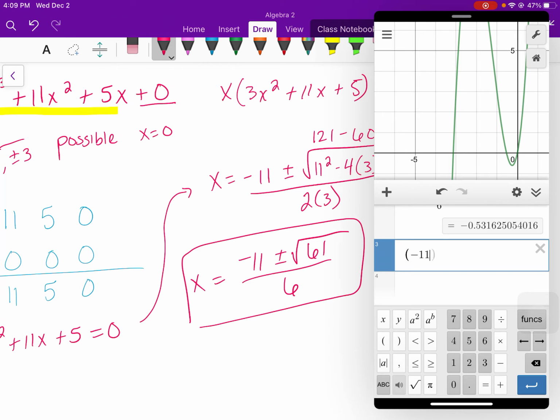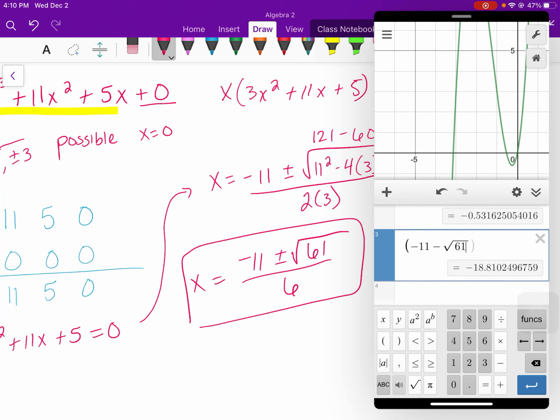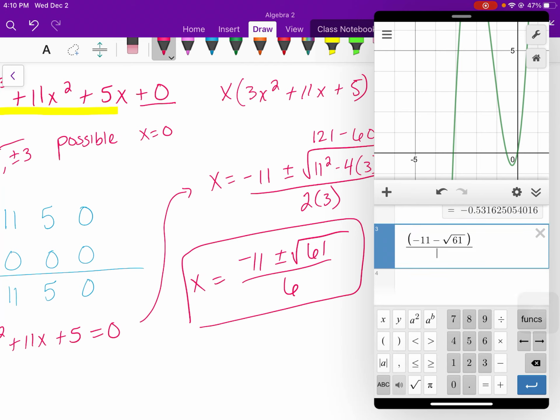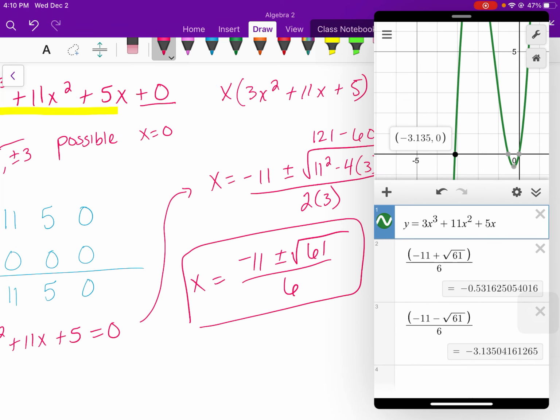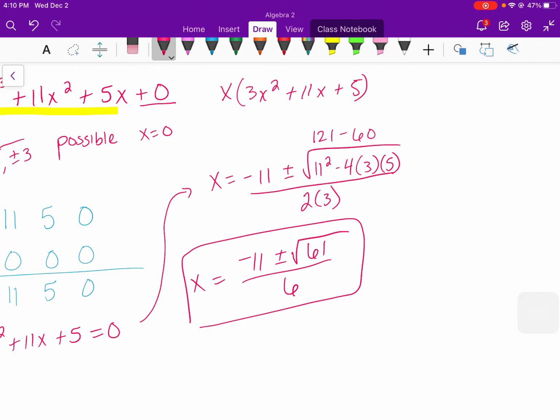Negative 11 minus the square root of 61, and you put that over 6, that would be the other root right here, the negative 3.135. So that's the exact answer for those two decimal roots that we found.